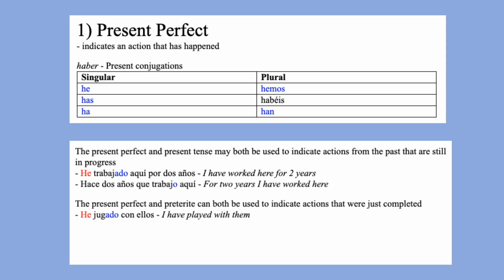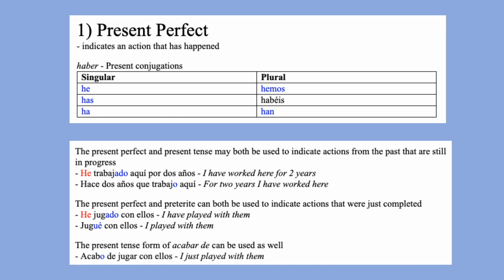The present perfect and preterite can both be used to indicate actions that were just completed. He jugado con ellos. Jugué con ellos. And you can use the present tense form of acabar de as well. Acabo de jugar con ellos.